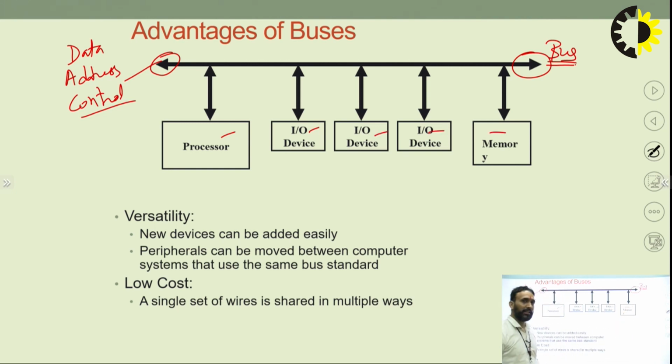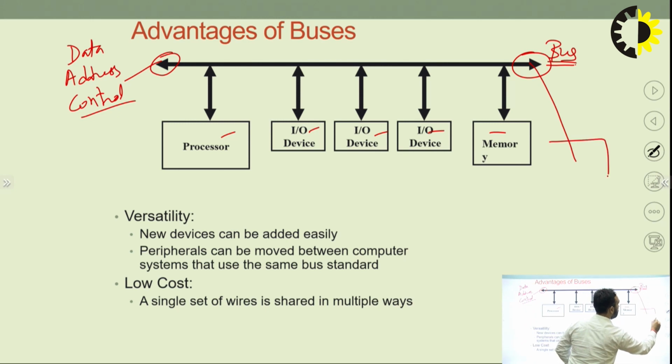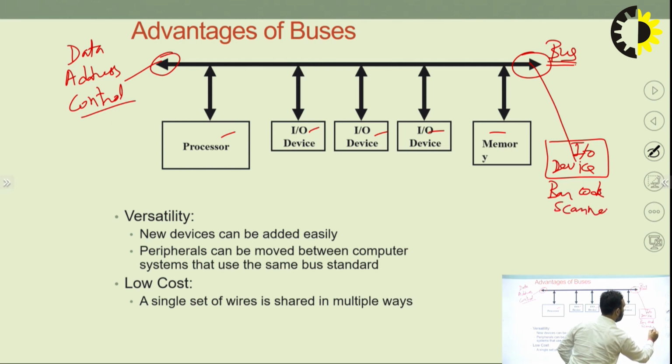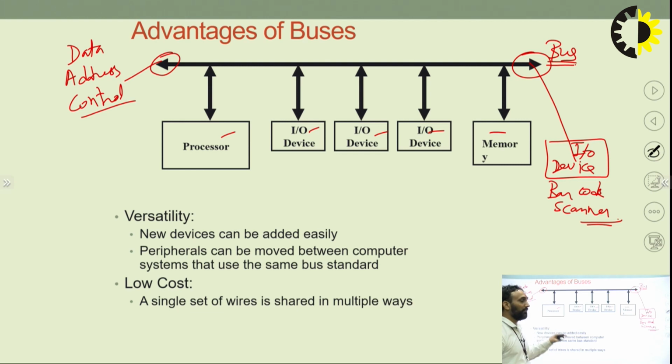So what are the advantages? Just like we can easily add a new device on an existing system, like a barcode scanner. So it's one of the most important advantages of a common bus system. We can easily add a device or component on a common bus system.